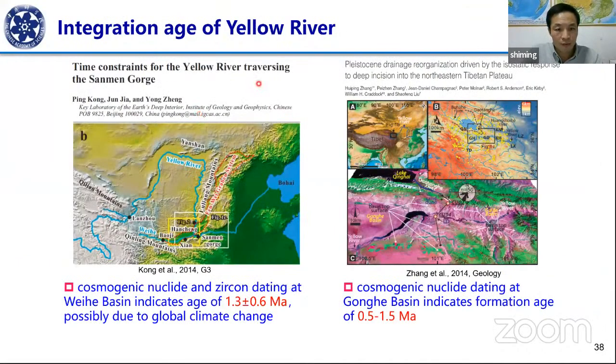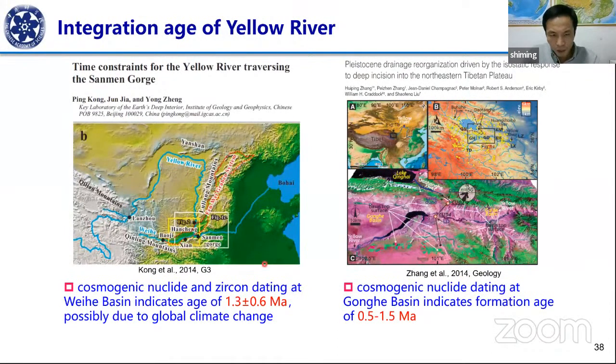And the Yellow River is much younger. There are also some continental studies, for example from the Sanmen Gorge, which is the last gorge of the Yellow River before draining into the sea. Zircon and cosmogenic nuclide data show an age of around 1 million years. And this is from the Gonghe Basin in northeastern Tibet, which indicates a formation age of the Yellow River around 1 million years. So this age is very close to the age of the provenance change in our study.